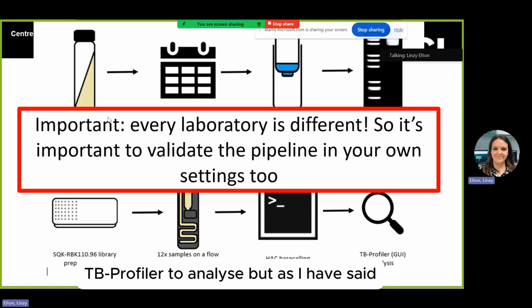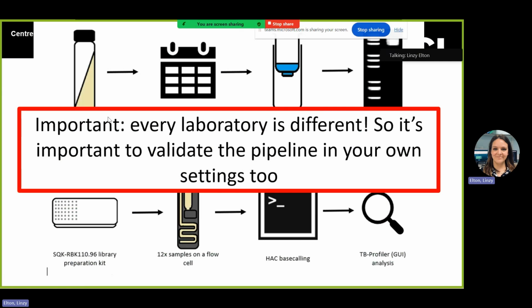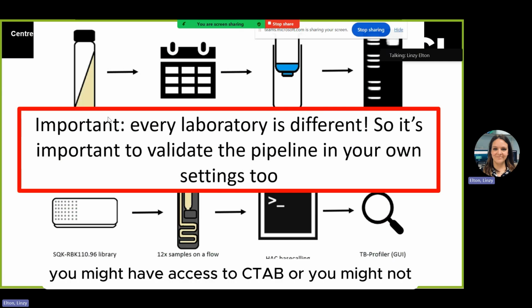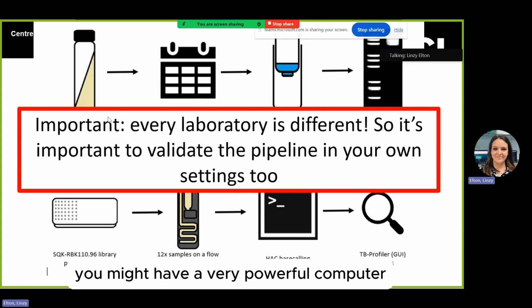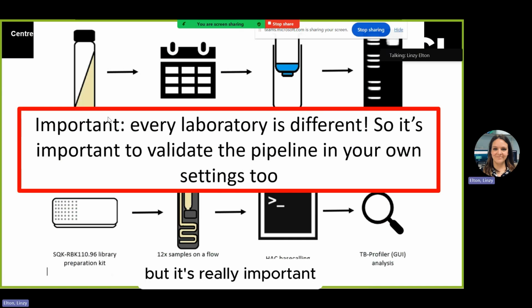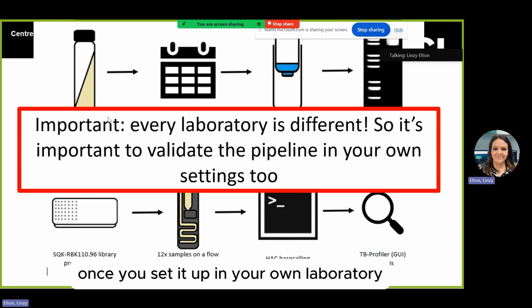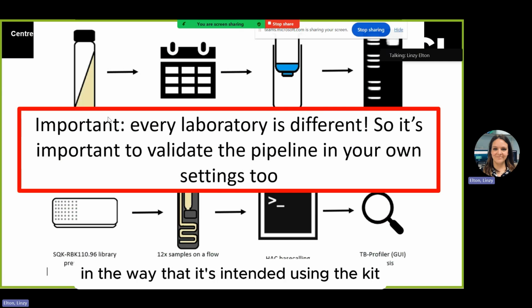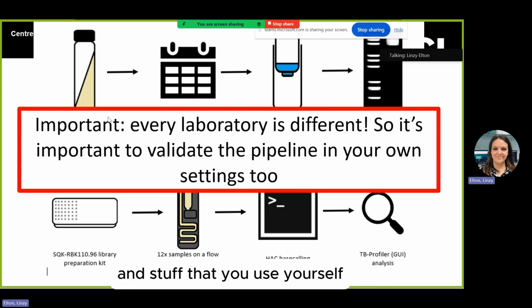But as I have said, and it's very, very important, each laboratory is very different. You might have a MiniDT machine, or you might not have a MiniDT machine. You might have access to CTAB, or you might not. You might have a very powerful computer, or you might not. So it's really important to validate this pipeline in your own settings. We have kind of done the background legwork, as it were, but it's really important once you set it up in your own laboratory that you are sure that it works in the way that it's intended, using the kit and stuff that you use yourself.